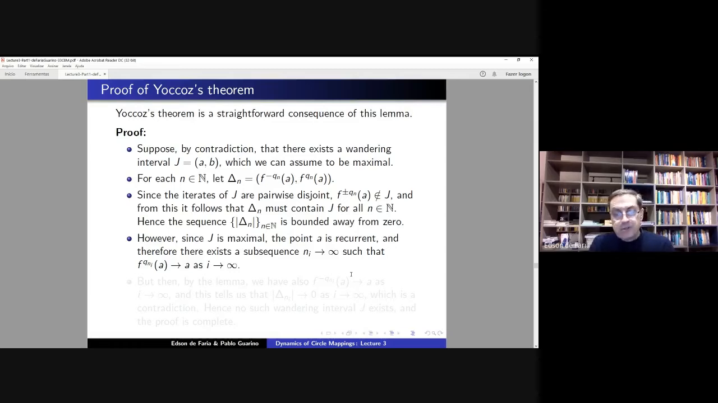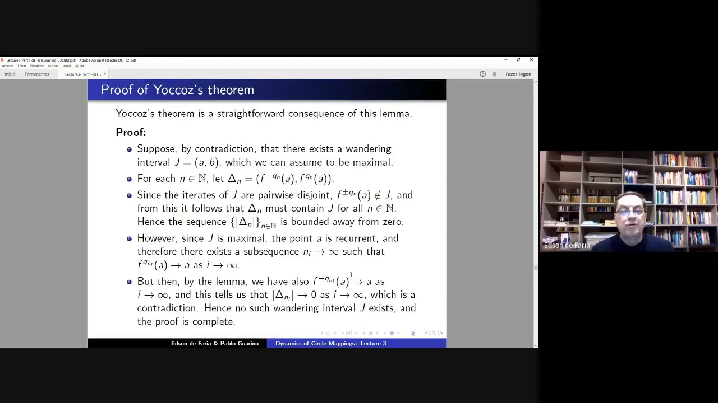So the upshot is that there is a sequence of return times such that if you look at the iterates of f for these return times calculated at A, these points are actually approaching A as i goes to infinity. But if they're approaching A as i goes to infinity, f^{-q_{n_i}}(A) has to approach A as well, because of the lemma. The lemma says that the distance between f^{q_n}(A) and A is comparable with the distance between A and f^{-q_n}(A). So if the first distance is very small, the second has to be very small as well.